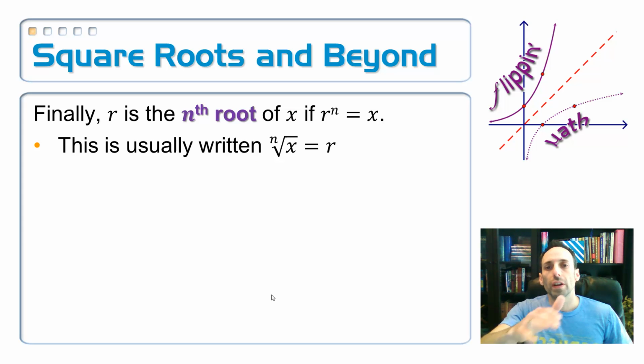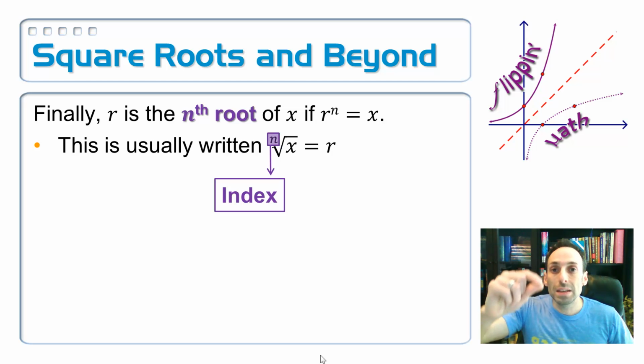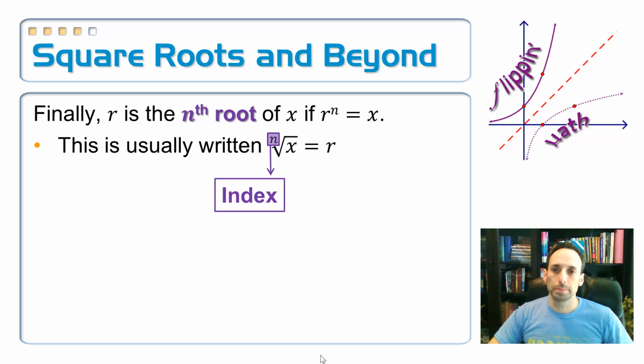Alright, finally nth root. So this just generalizes it to any root index. Still, n is the index. Before, we were looking at cube roots. Finally, we could talk about fourth roots, fifth roots, whatever index root that you want. So r is an nth root of x if you have to raise r to the n power, whatever that is, 3, 4, 5, in order to get x back.